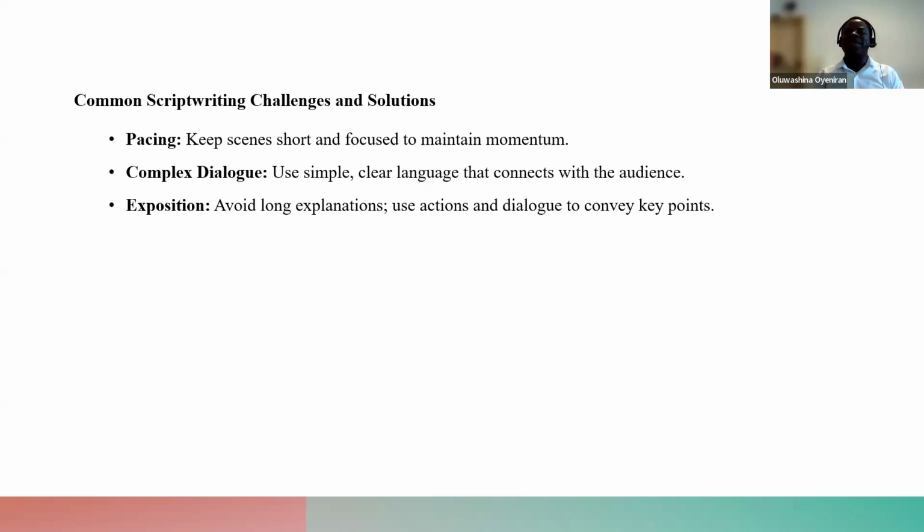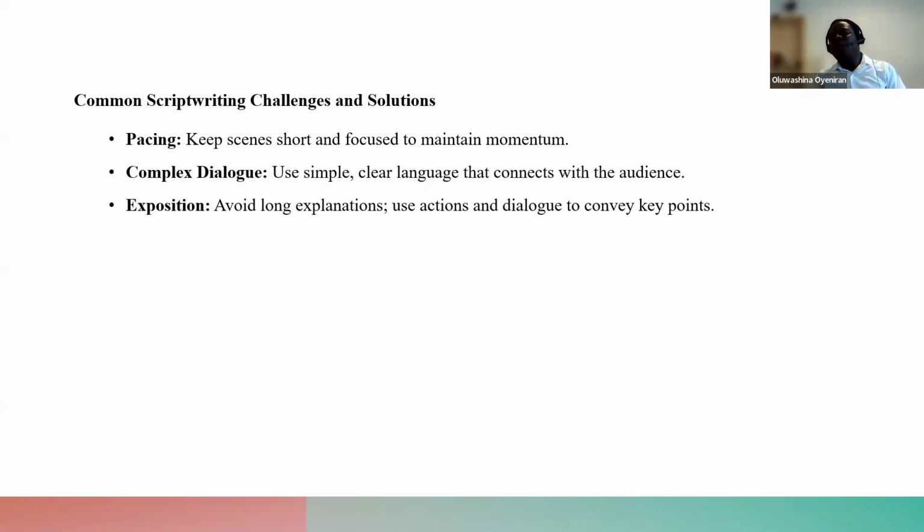One other thing is the complex dialogue. Be as simple as possible, be as natural as possible. The use of complex terms is not acceptable in this regard. I understand the fact that you know big grammar, you are well grounded in English language, fine. But when you are writing your scripts, make it so simple in such a way that if a 5-year-old kid holds the script, he or she will be able to read and understand.